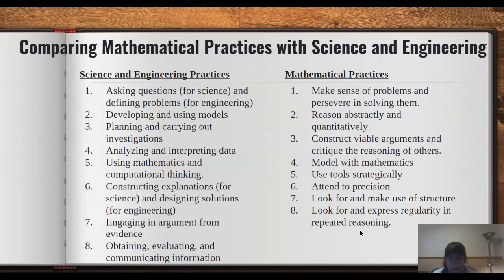But also notice that in the science world, here at number 4, analyzing and interpreting data. That's definitely something mathematical, with mathematical concepts being brought to the table. And then the other practice, number 5 here, using mathematics and computational thinking. So while science is science and math is math, there is definitely some overlap in the skill sets that each needs, which might help you as teachers integrate your subject matter.